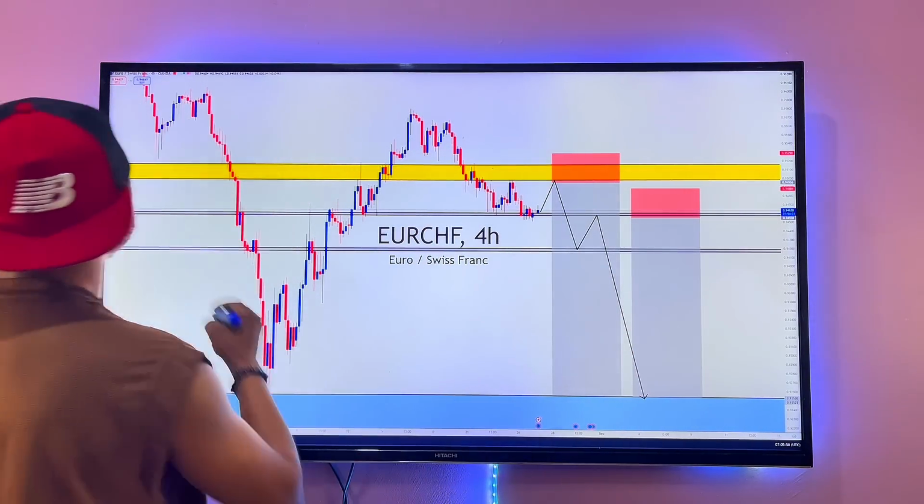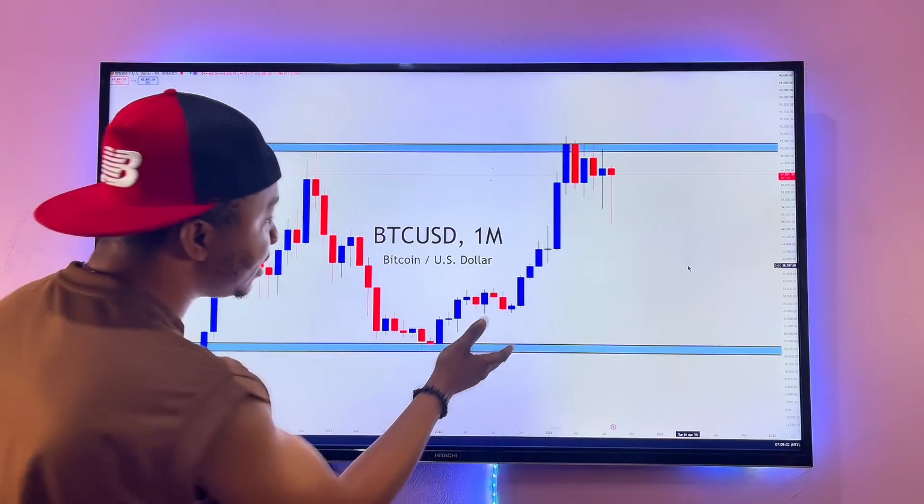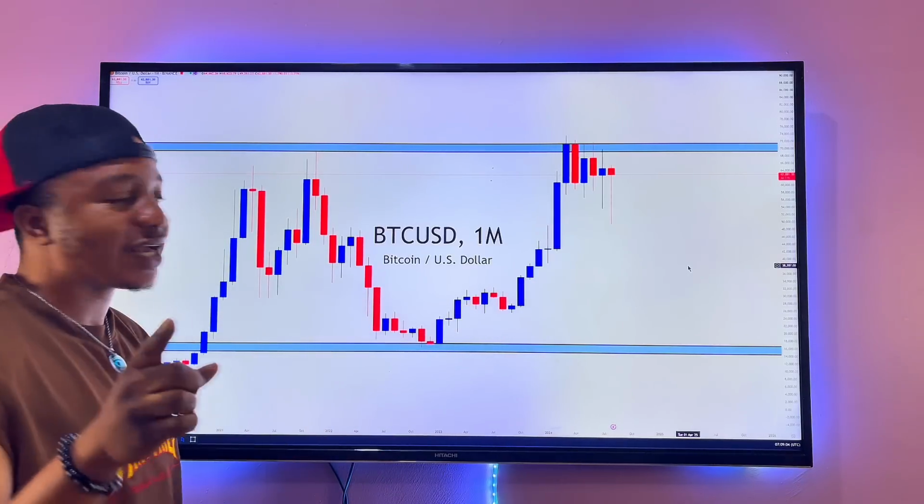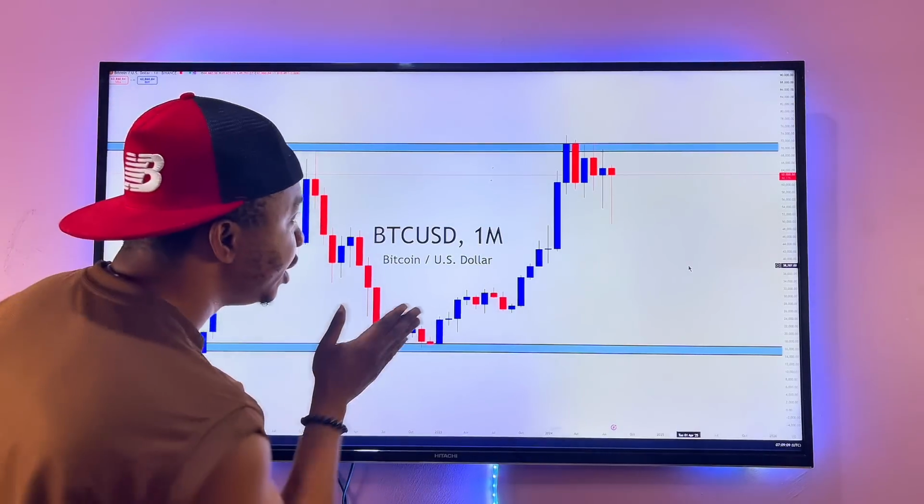All right. So BTC USD, let's go. This is BTC USD here on the monthly time frame. We are going to take our time, analyze this pair, know where the direction is going, and how we can pick entry into that direction.